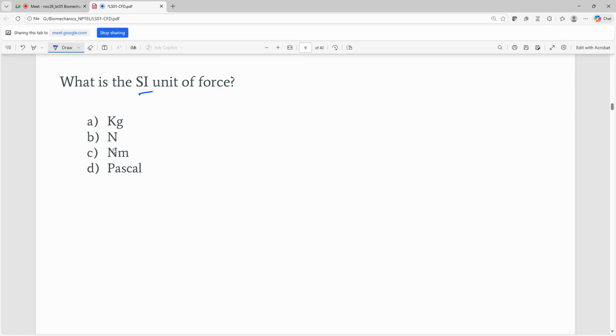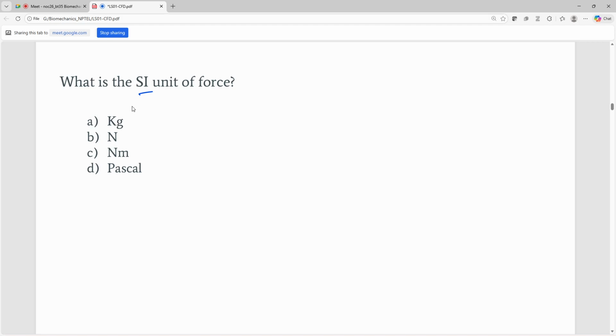Yes, most of you are right. The SI unit of force is N. N stands for Newton. So, Newton is the SI unit, or System International unit, of force. And also here, if you see, the kg is wrong. K should be small. All other properties are capital letters, but K should be small here.